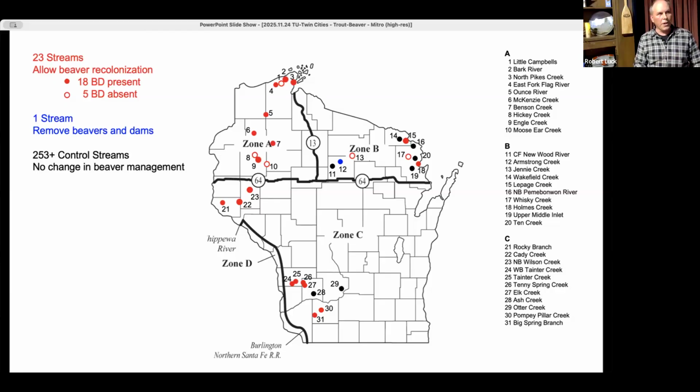Those are the symbols shown in red. The solid red symbols are 23 of these streams, 18 of those have had active beaver dams as part of the project. There is one stream where we went from the opposite direction. It had historically had beaver on that stream for a long time, and we've taken dams off that stream. And then we also have over 250 control streams. I've shown some of these in black that I'm actively working on. A lot of these are streams that our fish managers survey on an annual basis, so we're making use of all the survey data that our fish managers around the state are collecting.